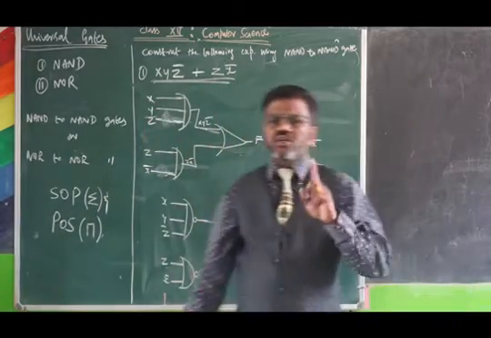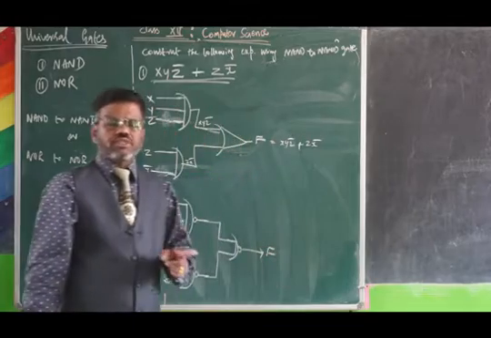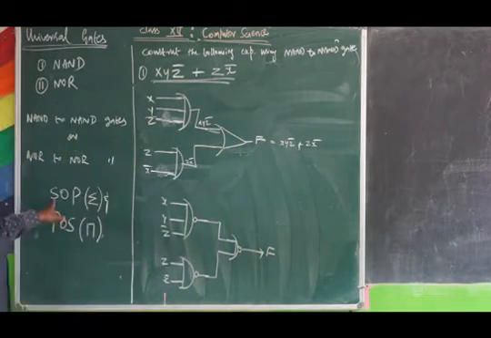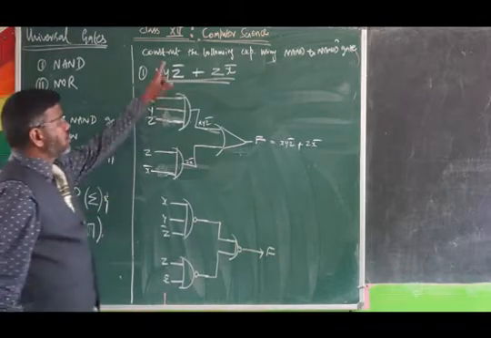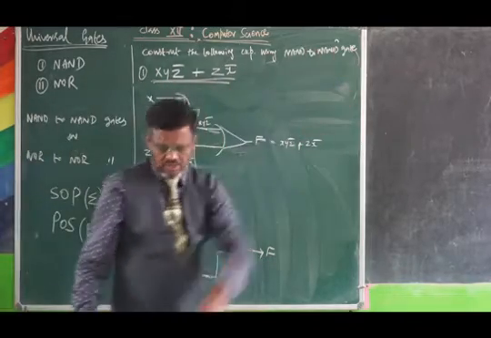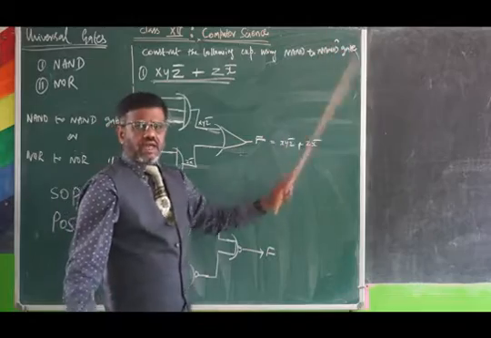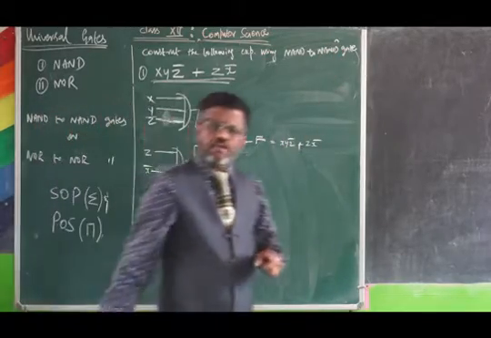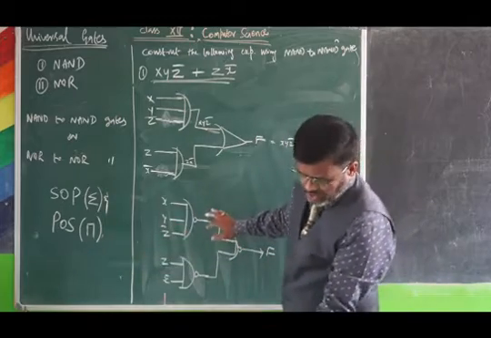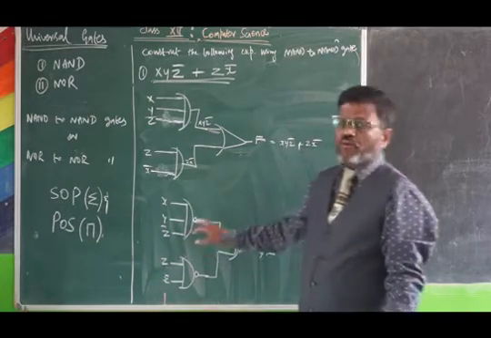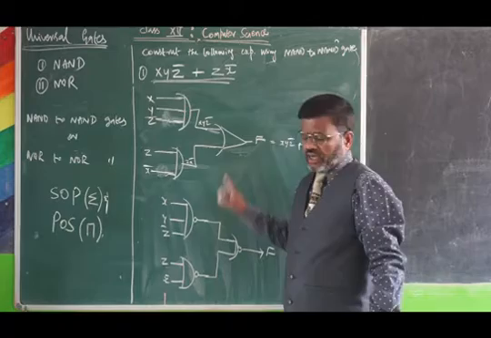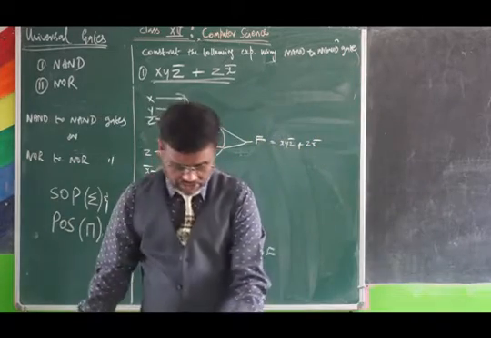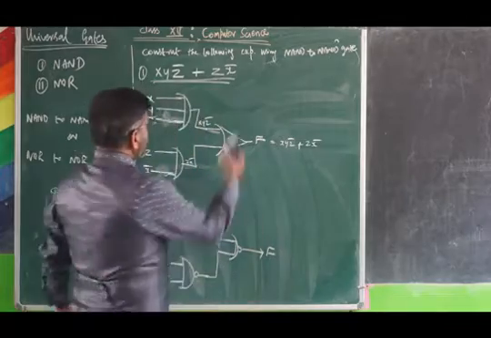NAND to NAND gate means the first and foremost step is you have to derive the SOP, that is sum of products. Whenever we are using NAND to NAND gate, what needs to be done is you have to derive the SOP, then draw the logic diagram with the help of AND gate and OR gate. This is the example of a NAND to NAND gate. Let me quote one more example of a NAND to NAND gate.